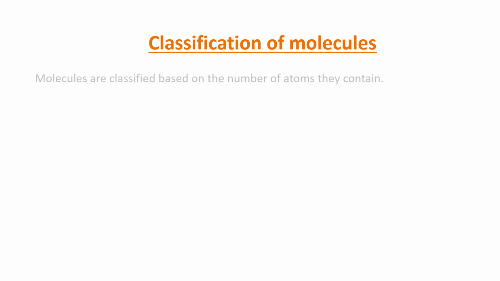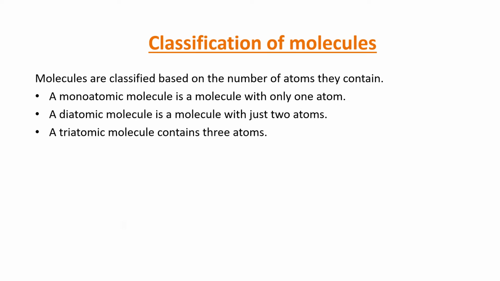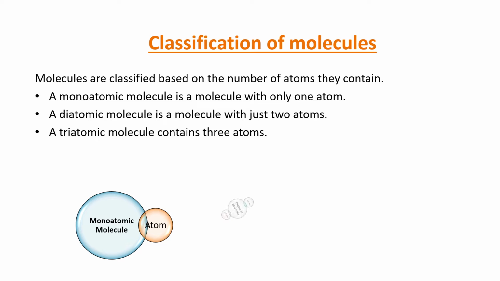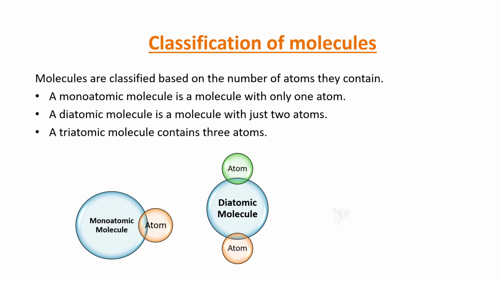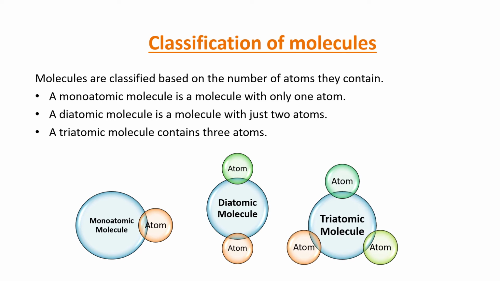Classification of molecules. Molecules are classified based on the number of atoms they contain. A monoatomic molecule is a molecule with only one atom. A diatomic molecule is a molecule with just 2 atoms. A triatomic molecule contains 3 atoms.